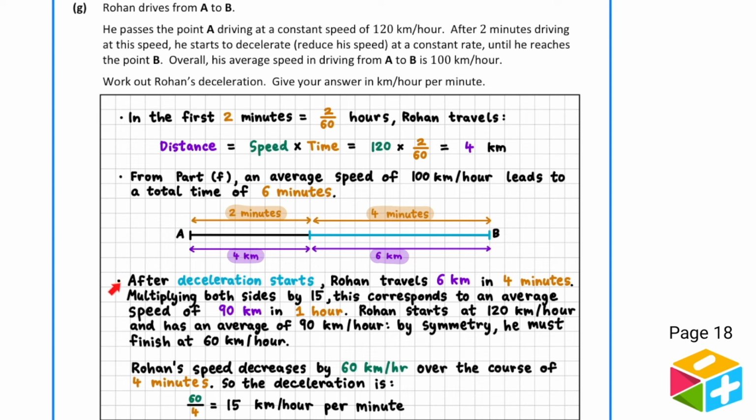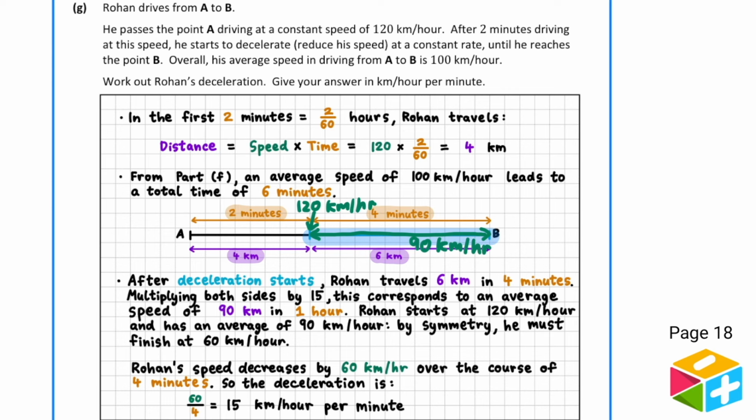If we multiply both sides by 15, this corresponds to an average speed of 90 kilometers in 1 hour. I've performed this conversion since all our speeds are listed in kilometers per hour. Well, focusing on this blue deceleration period, Rowan starts at a speed of 120 kilometers per hour. Over the whole period, we know that he has an average of 90 kilometers per hour.